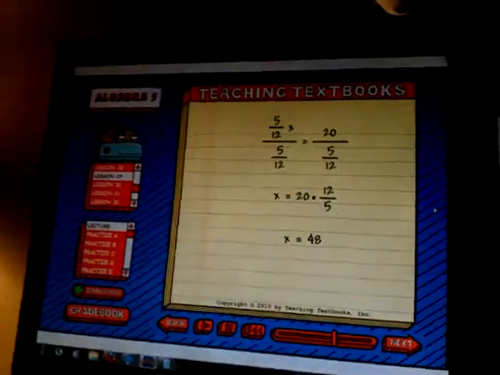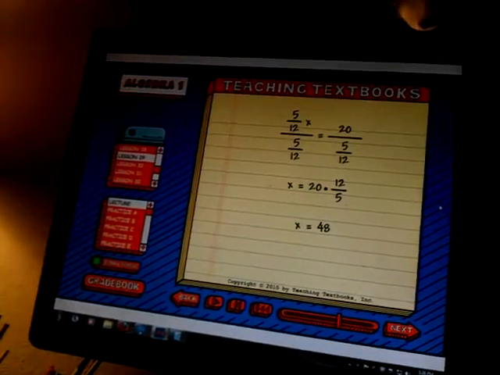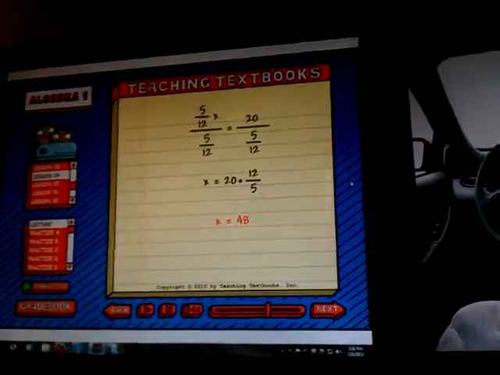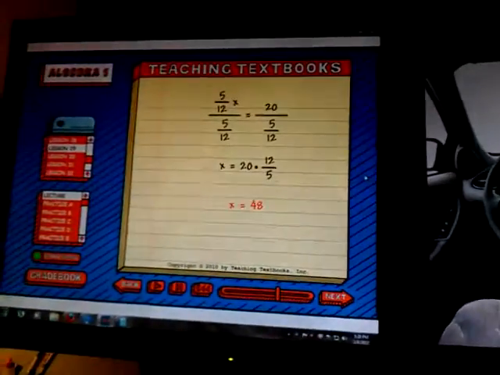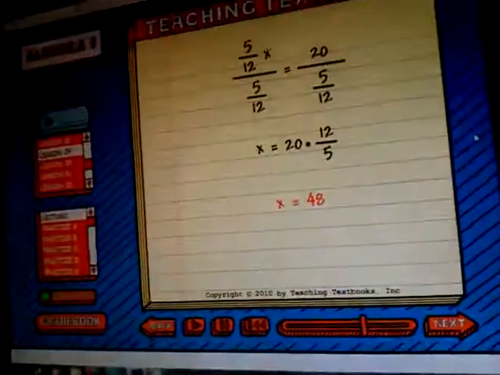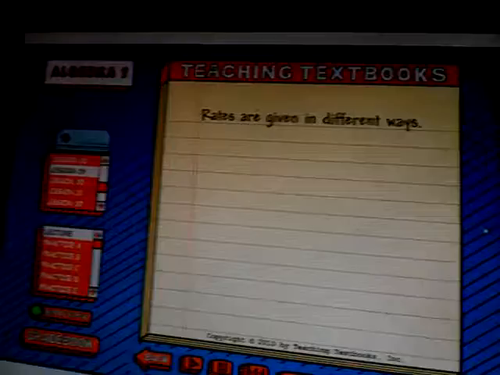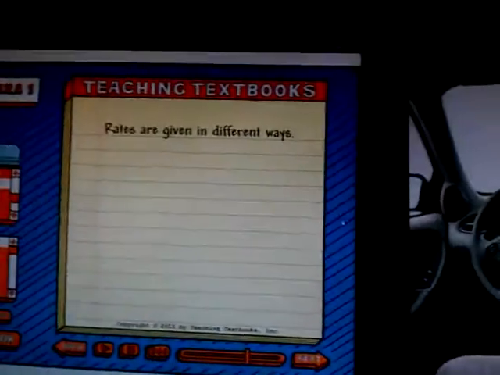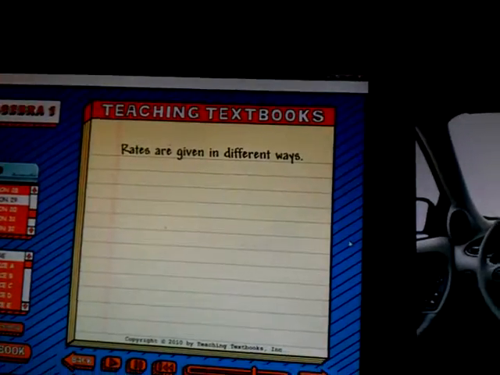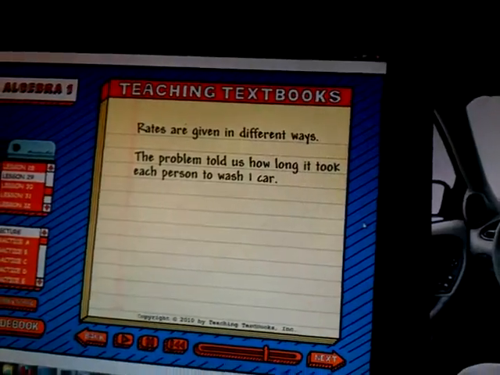Excellent. So the solution to the equation is 48, and that means it would take Joe and Steve 48 hours to wash 20 cars, which is pretty long. Wow! That's an all-nighter. One of the reasons I wanted to show you that example, with different rates, was I wanted you to see that rates are given in problems in different ways. The problem didn't say how many cars each of them could wash in 1 hour. It told how long it took them to wash a single car. Joe needed 4 hours to wash a single car, and Steve needed 6 hours.